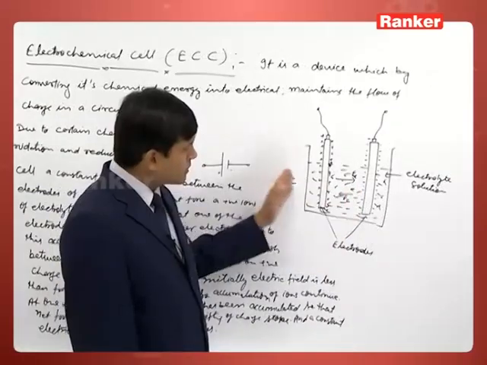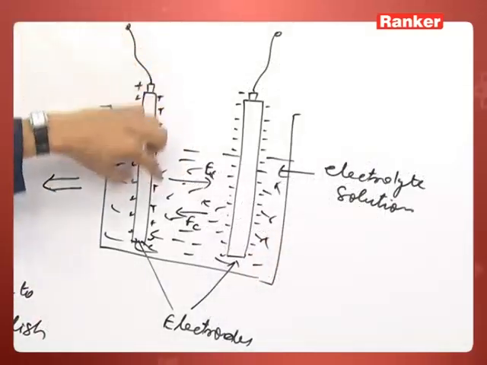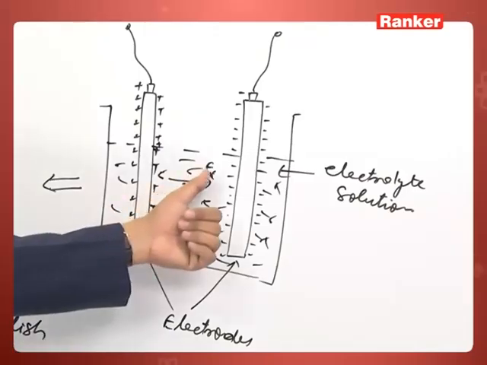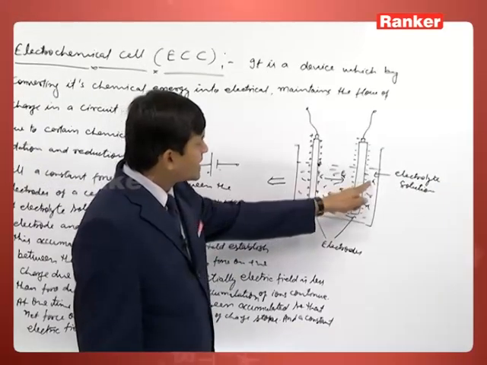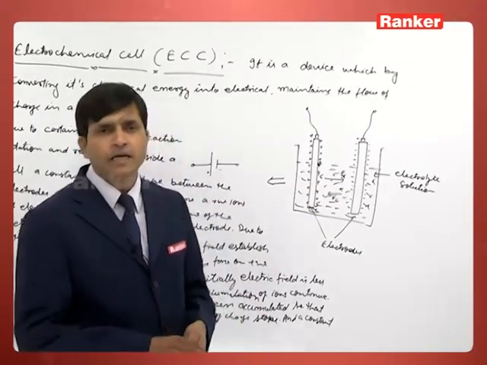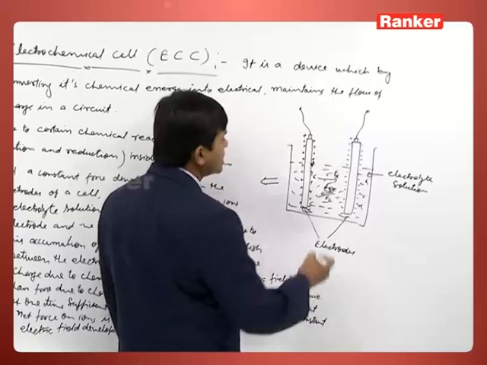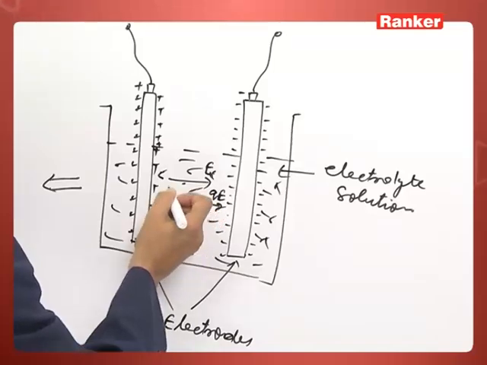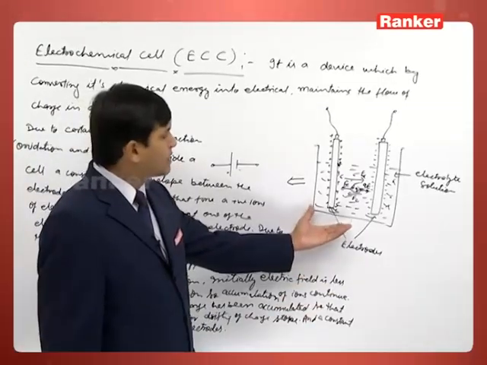So further ions continue to reach the respective electrodes. But as the amount of charge on the respective electrodes increases, the electric field increases. At one stage a point will come when the electrical force in that direction and the chemical force in this direction, these two forces, are equal and balance each other. So if we consider any one of the ions having charge Q, that ion experiences electrical force QE and chemical force FC, and these two are equal. That is called your equilibrium stage.